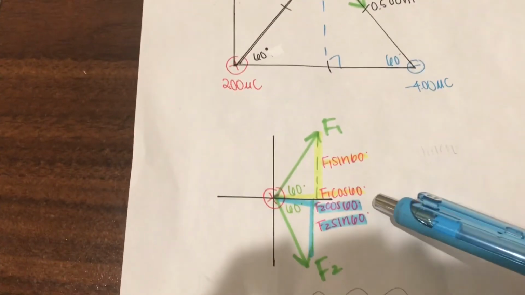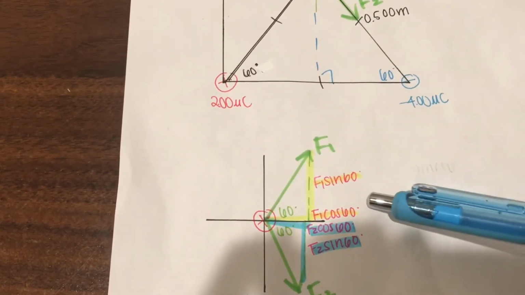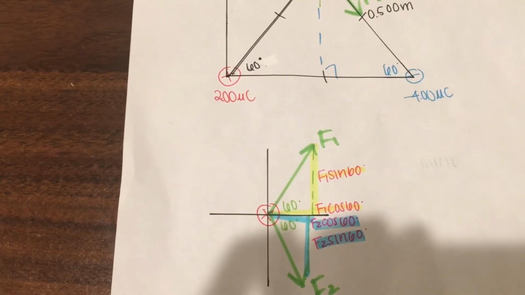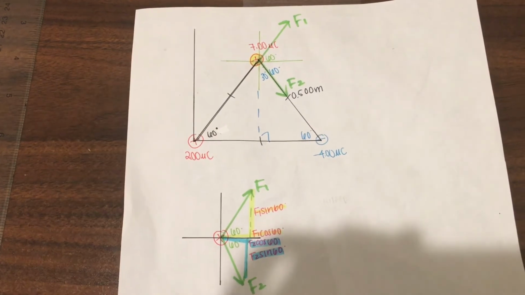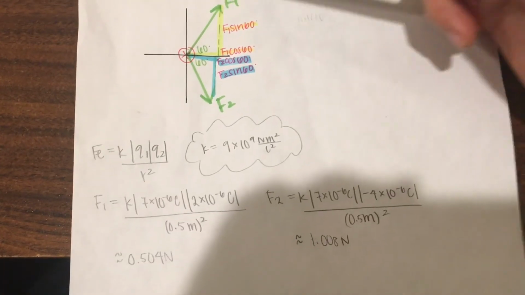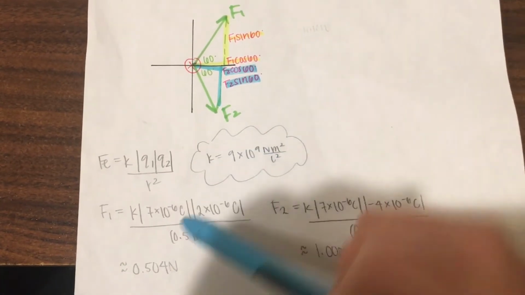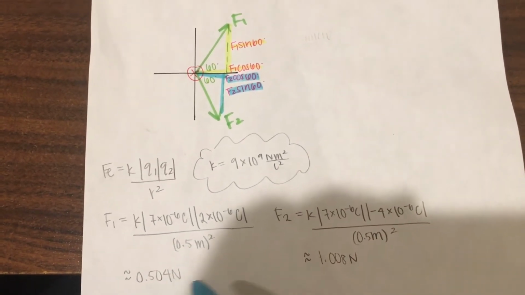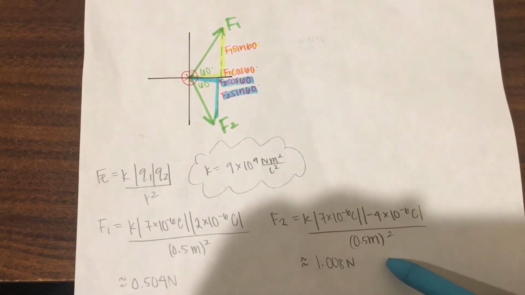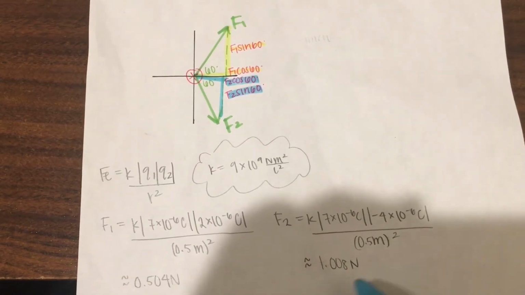So I drew a second diagram noting what the x and y components for both those forces are. And these angles come from here, so you can see how I got those. And next I found force 1 and force 2. So for force 1, I plugged in the values and I got 0.504 newtons. And then for force 2, I plugged in the values and I got 0.008 newtons.